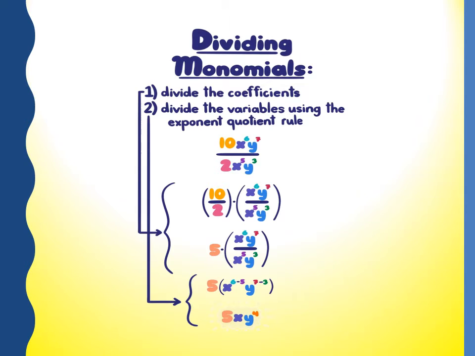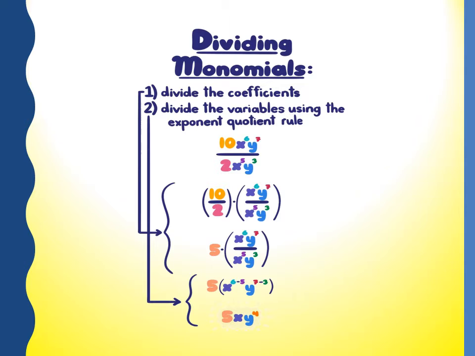Let's start our lesson by dividing monomials. To divide two monomials, start by dividing the two coefficients. After that, divide the two variables using the exponent quotient rule.